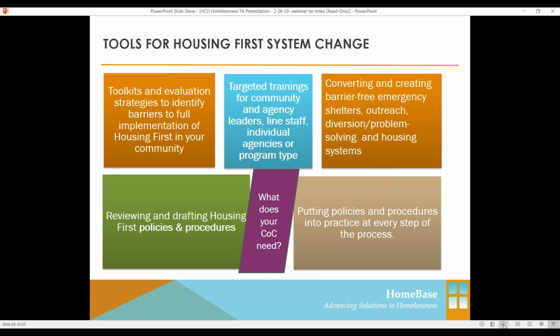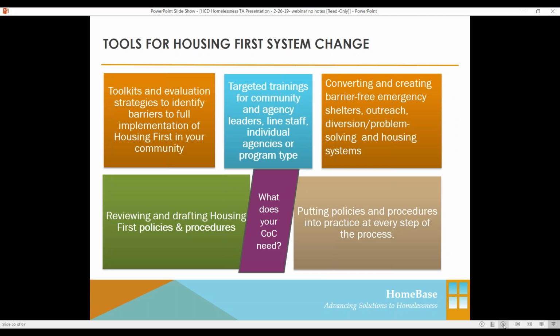So how can we help you? Again, we're going to have a variety of tools, toolkits, and evaluation strategies to identify the barriers to full implementation of Housing First in your community, and targeted training for community and agency leaders, line staff, individual agencies or program types.